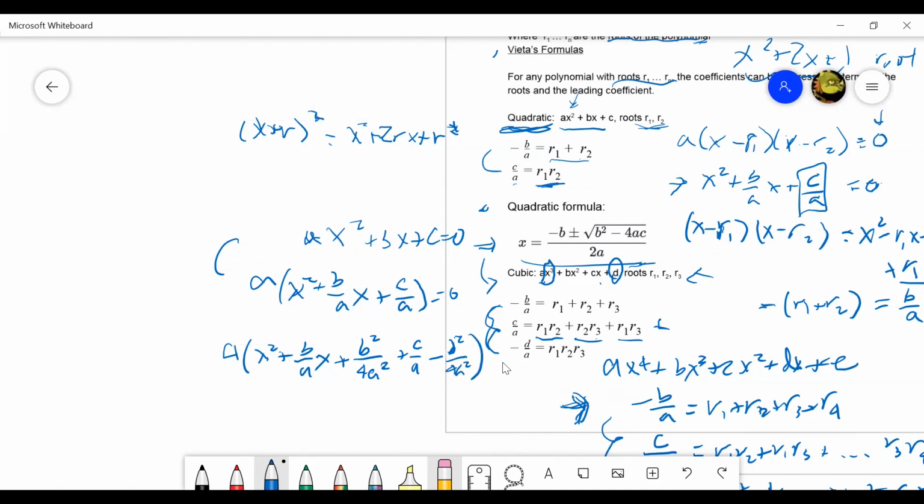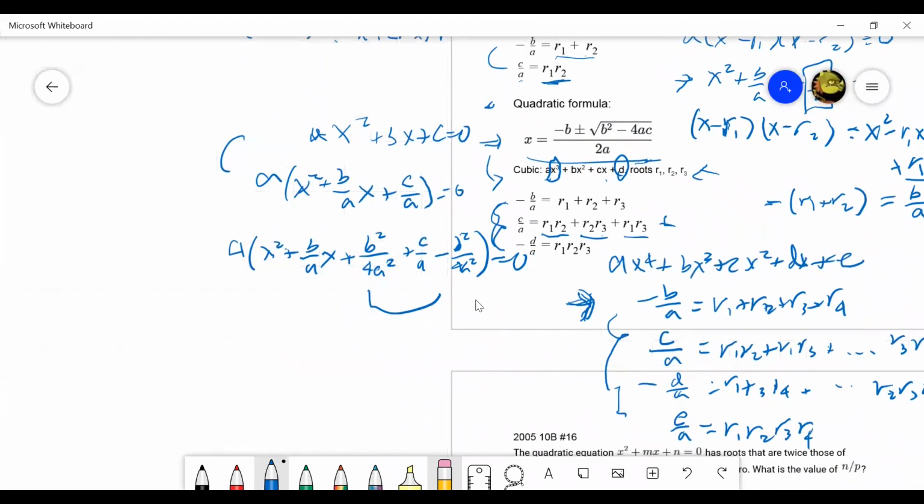And since we're adding b squared over 4a squared, and we're also subtracting it, it's the same thing as adding 0. Since you're adding both the positive and negative version of that number, you're not changing anything. So this is allowed.